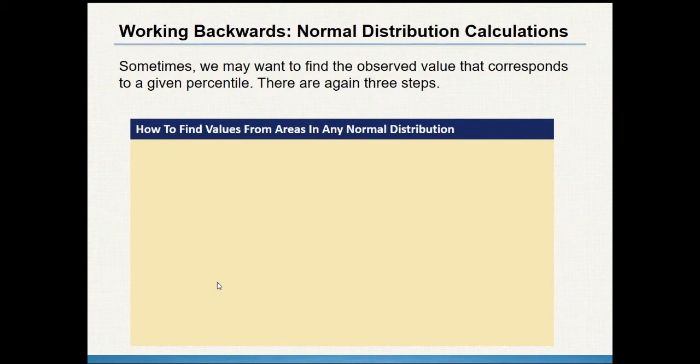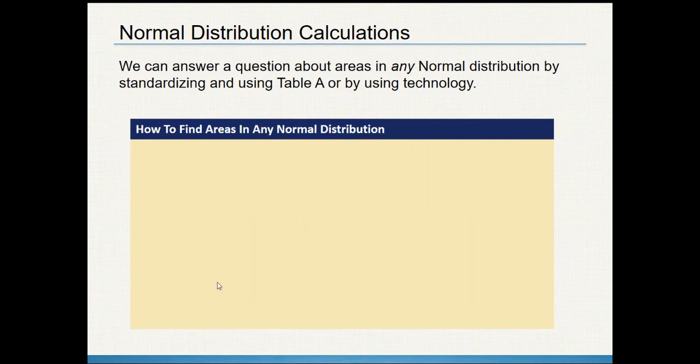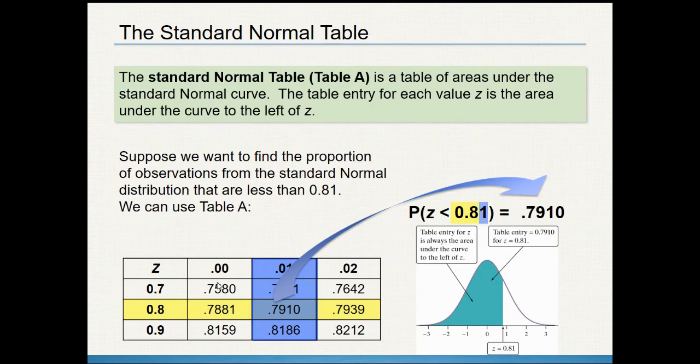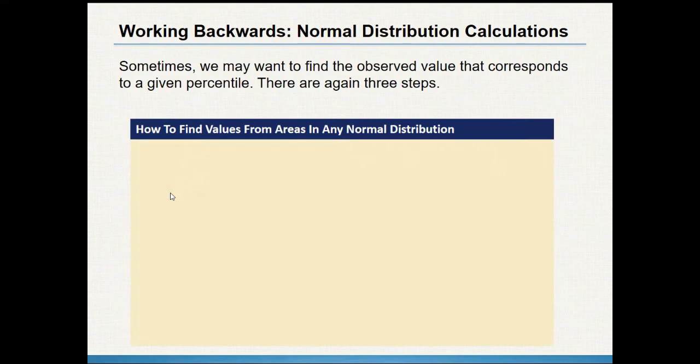So, if we went back to that question, it asked for that probability there, the values of the distribution that are less than 0.81. What proportion? You'd say the proportion of observations from this distribution that are less than 0.81 is 0.7910. Period. Answer. All right. Moving on.